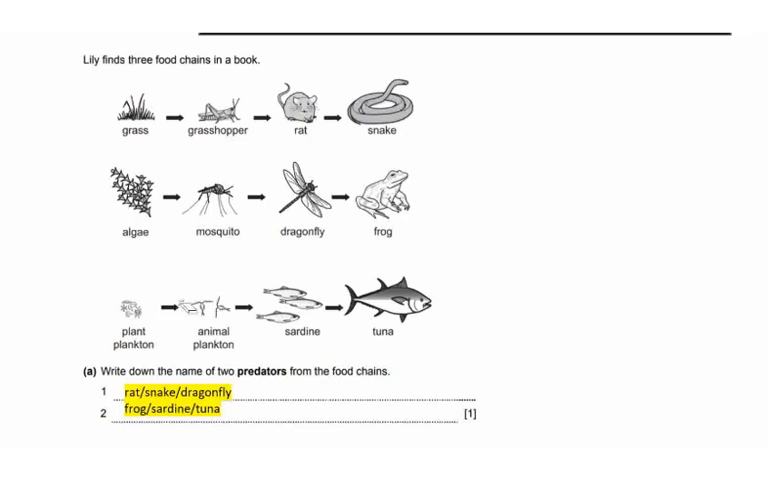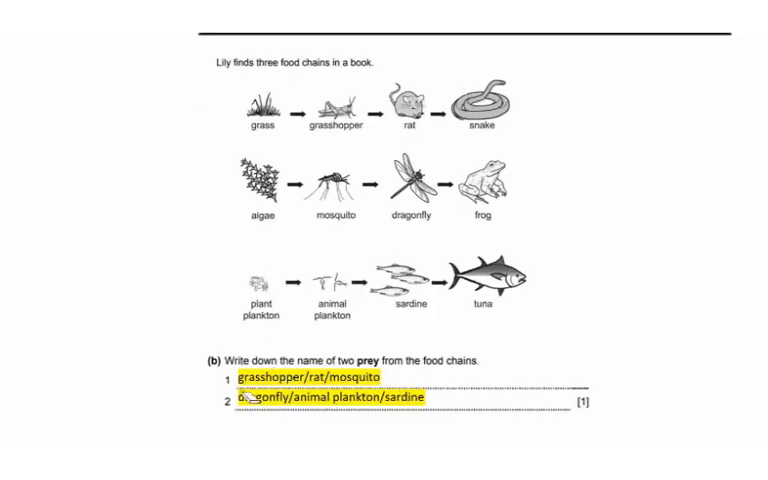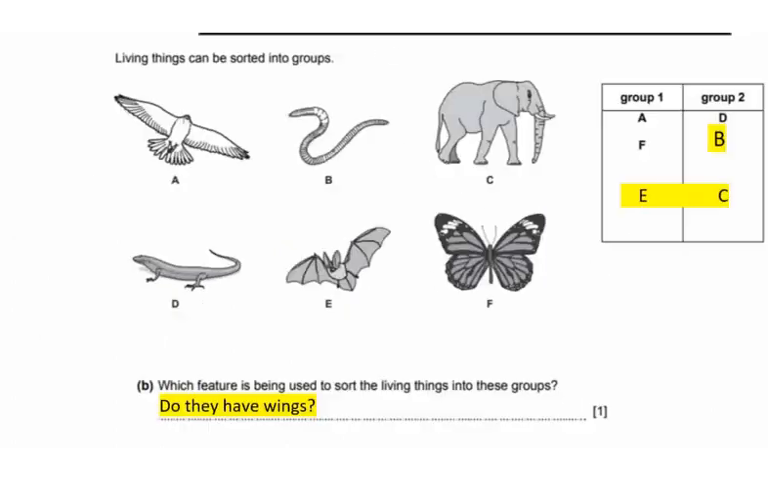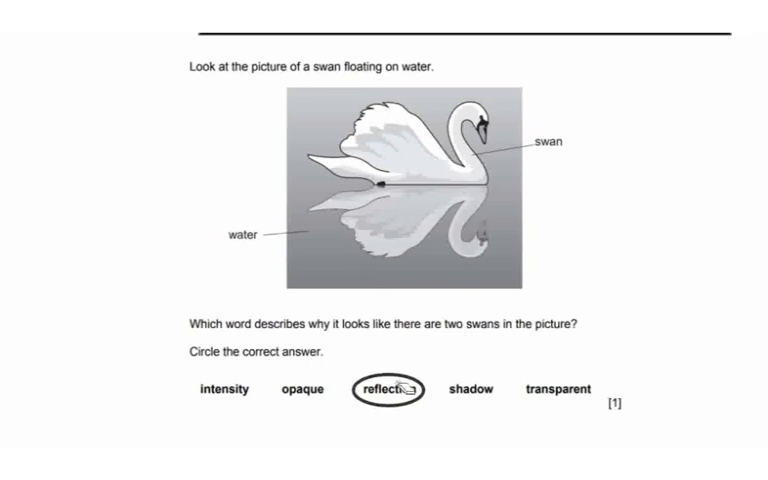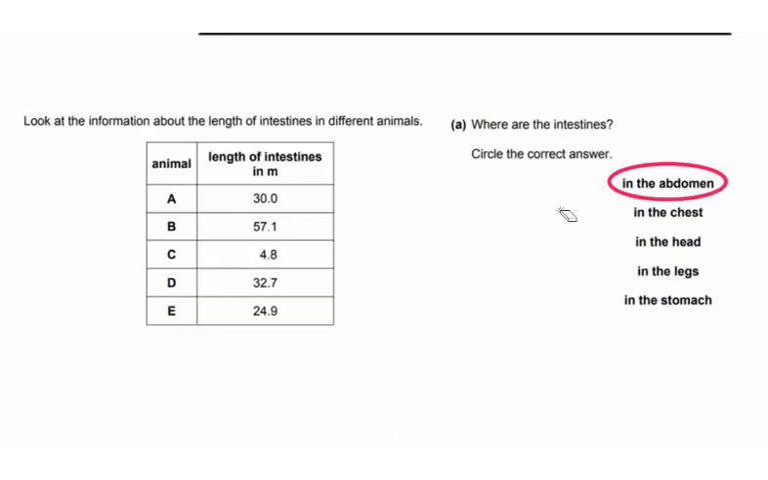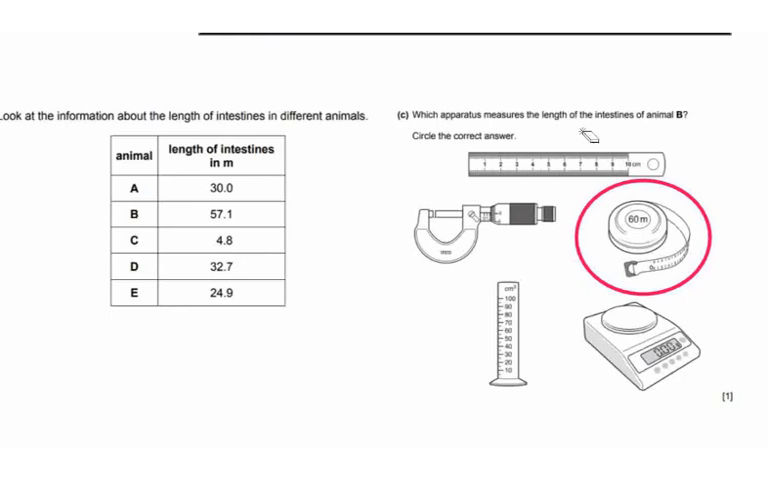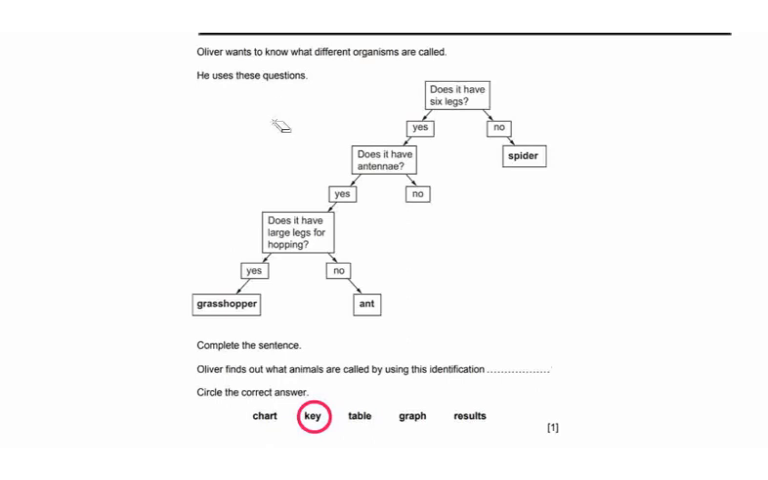So this is the mark scheme for question 1A. This is 1B. This is question 2A. This is the answer for question 2B. This is the answer for question 3. So this is the answer for question 4A. This is mark scheme for question 4B. This is the mark scheme for question 4C. And this is the mark scheme for the last question, question 5.